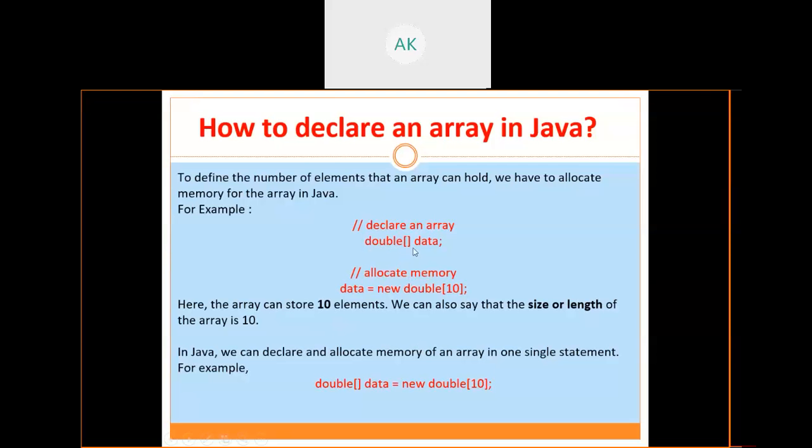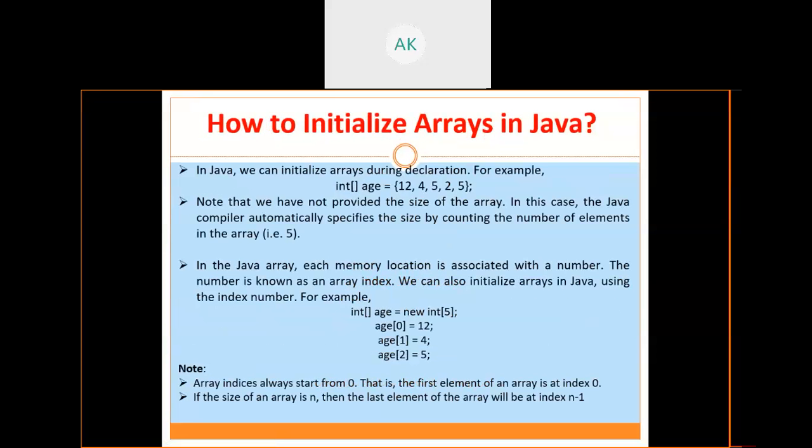That is, I can club it like this: a double array, the name of the array is data, equals new double, with the size of the array equal to 10. So the moment I write the new, this will allocate the memory for the 10 elements of this particular array. Is this clear? The next is how we are going to initialize the array. Initialize means, whenever I want to assign certain values to the array, how are we going to do that?